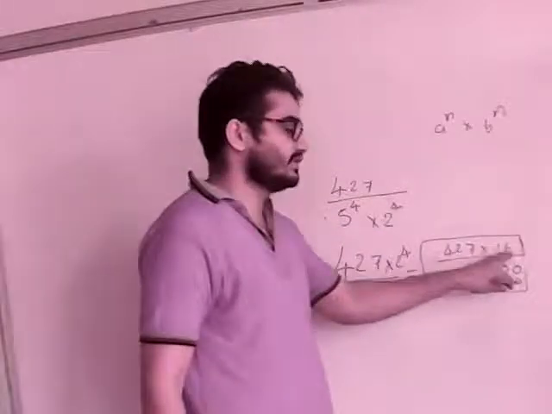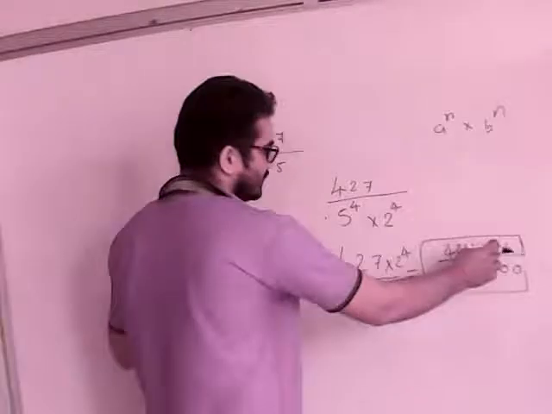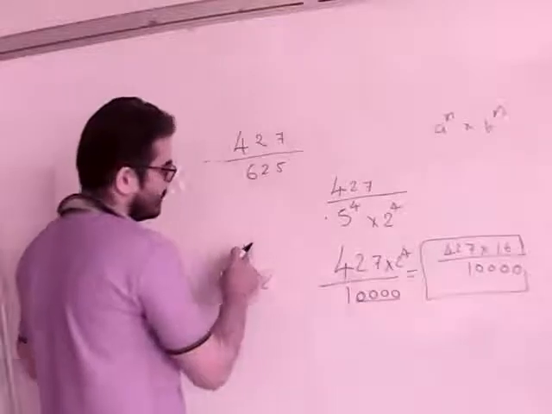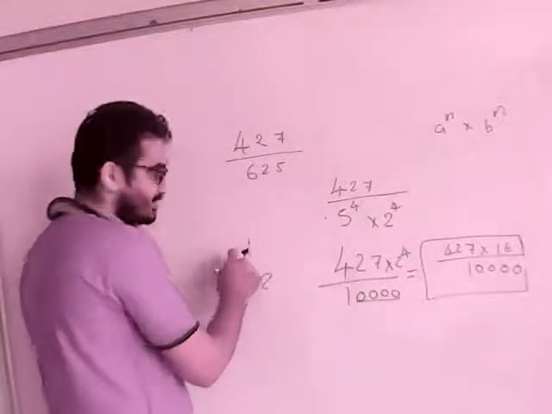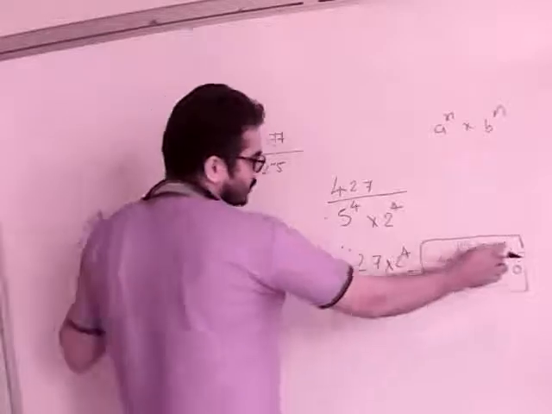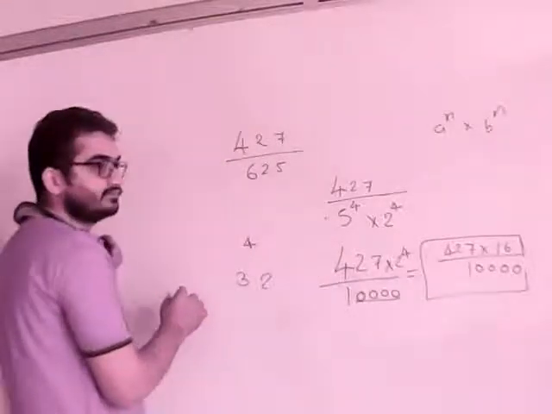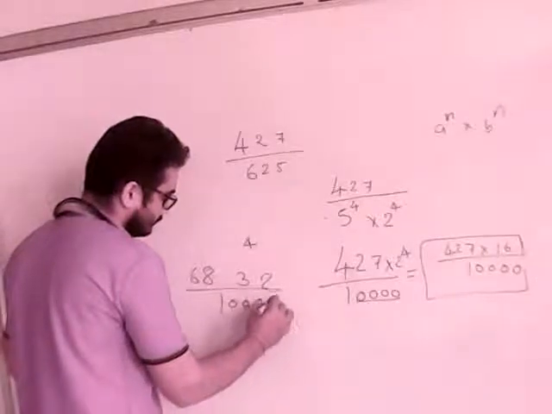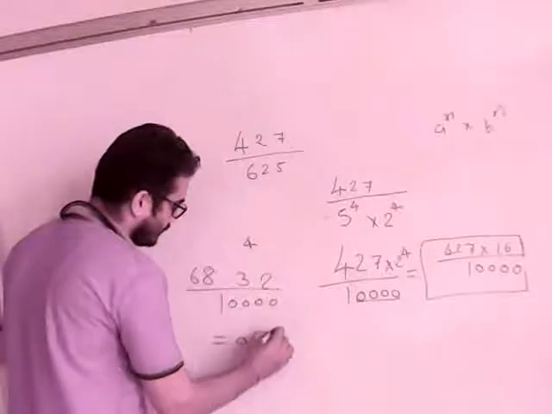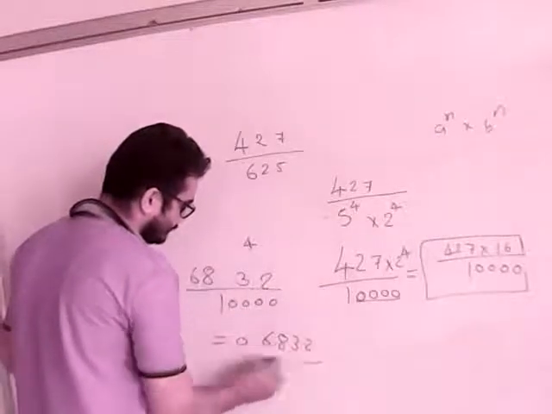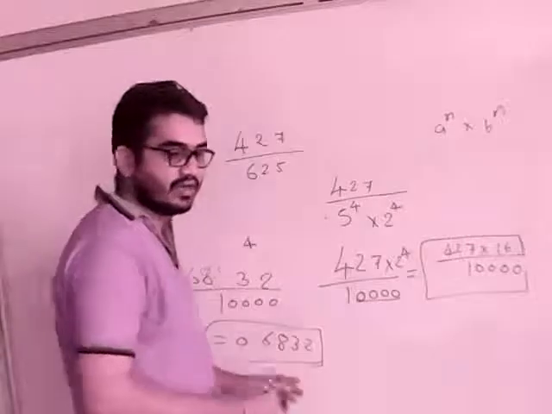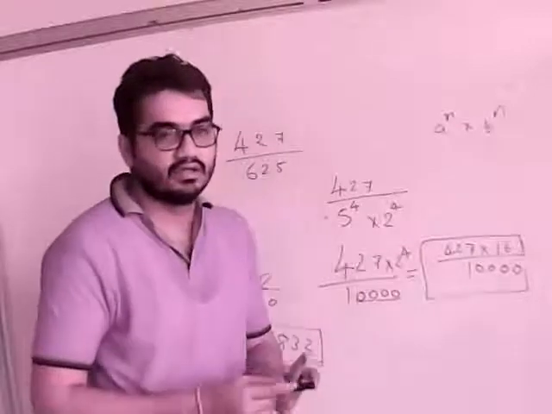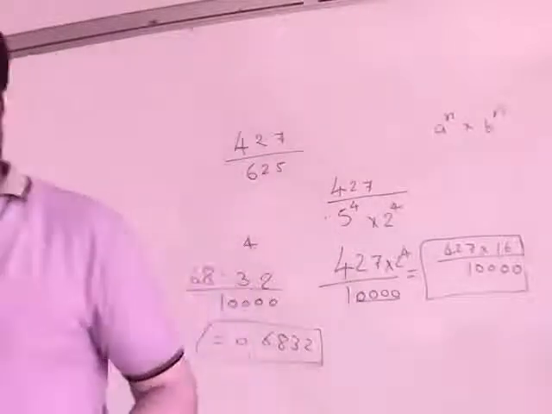Okay, so 427 into 16. So that will give you 16 7s are 112, 2 carry 1, 16 2s are 32, 32 plus 1, 33, 3 carry 3, 16 4s are 64, 64 plus 3, 67... so something, it will be 0.6832. Something like that will be the answer. You can do the perfect calculation. You can do 427 into 16, so you will get a clear idea about that. Okay. So not wasting your time, I will use.